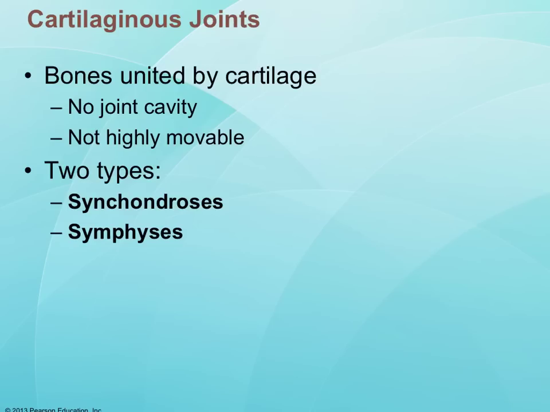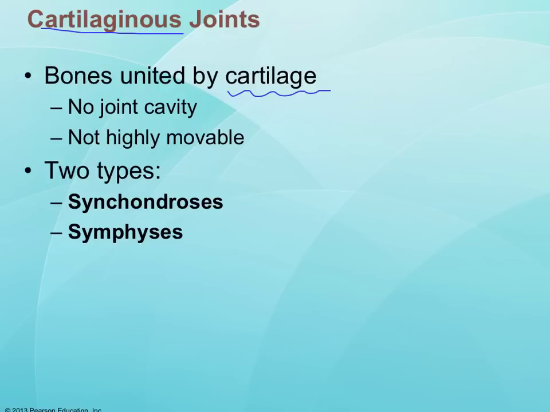By structure, we have fibrous, cartilaginous, and synovial joints. The cartilaginous joints unite bones with cartilage directly, so there's no cavity between the two bones. For example, the costal cartilage unites our sternum and the ribs together. Due to this cartilage flexibility, cartilaginous joints are usually movable, but only slightly movable.